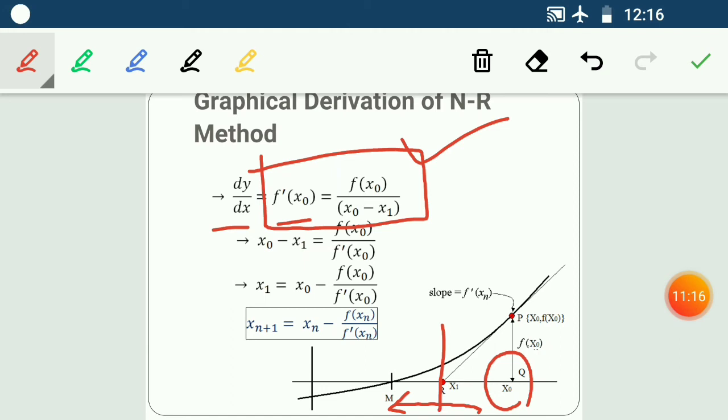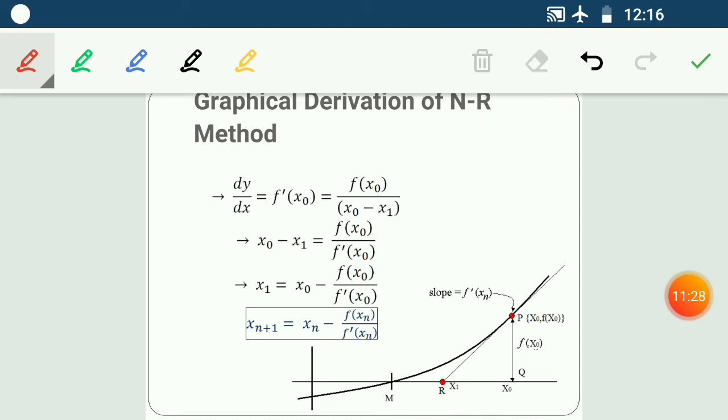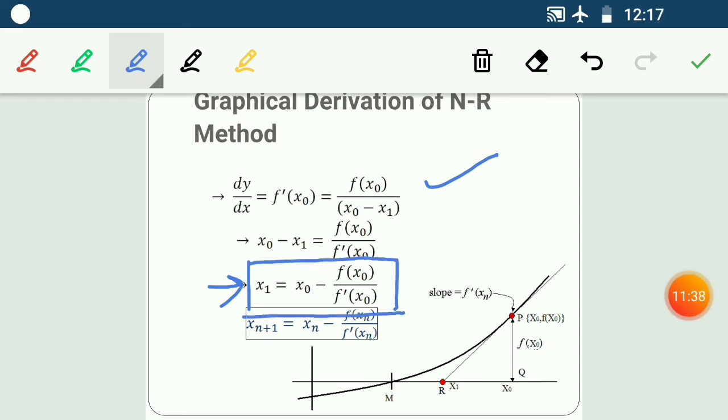So I have the value of x naught, I have to find the value of x1, right? So in this equation what do I have to find? I have to find this x1 value. So I am just rearranging this equation to find the value of x1 like this. So what I get is x1 equals x naught minus f of x naught divided by f dash x naught. So I have just rearranged this equation.